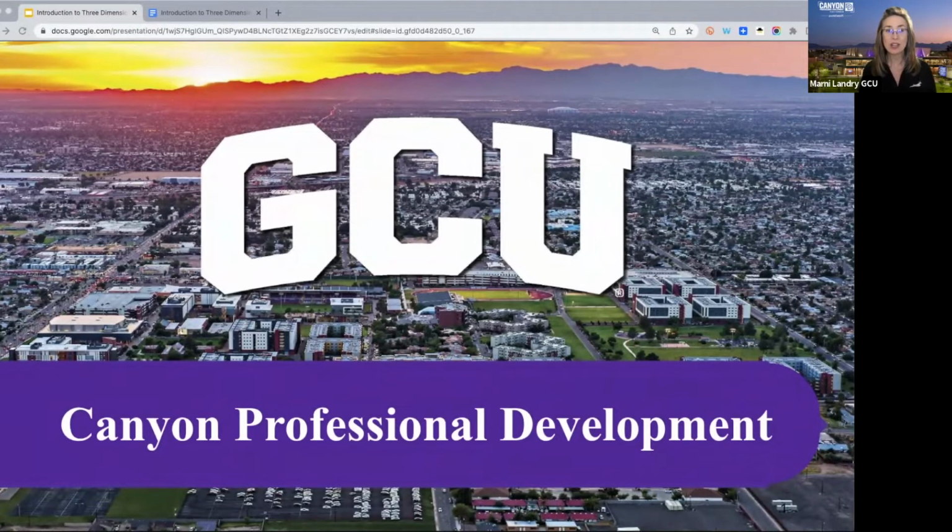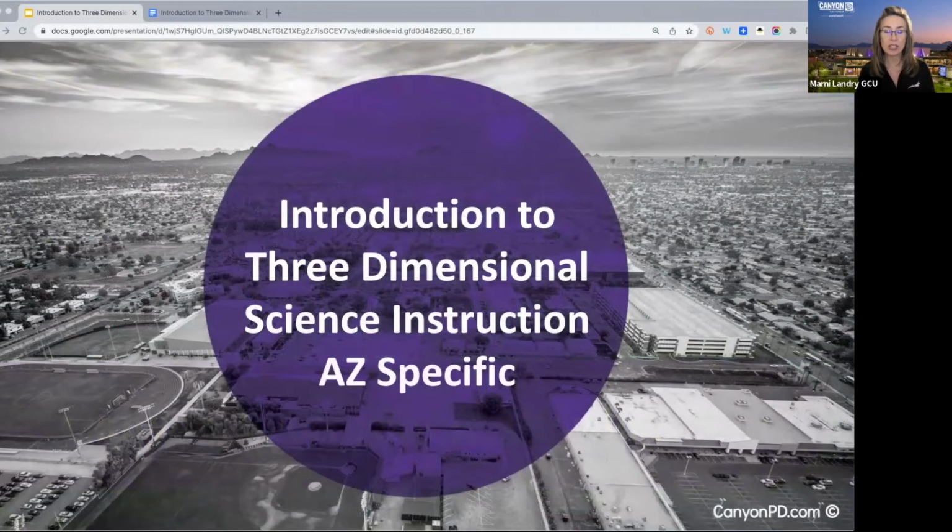This introduction to three-dimensional science instruction is Arizona specific. However, the concepts here apply no matter what state you're teaching in, as the Next Generation Science Standards are also designed in a three-dimensional fashion.